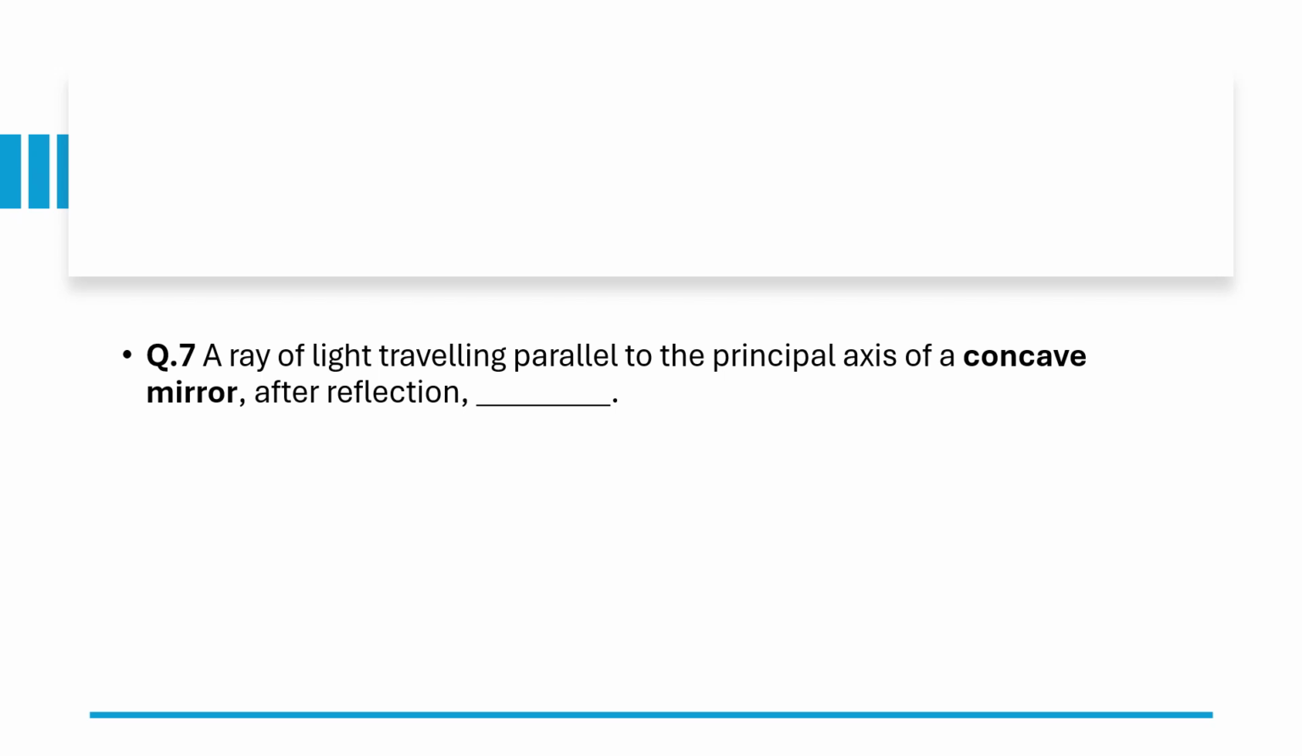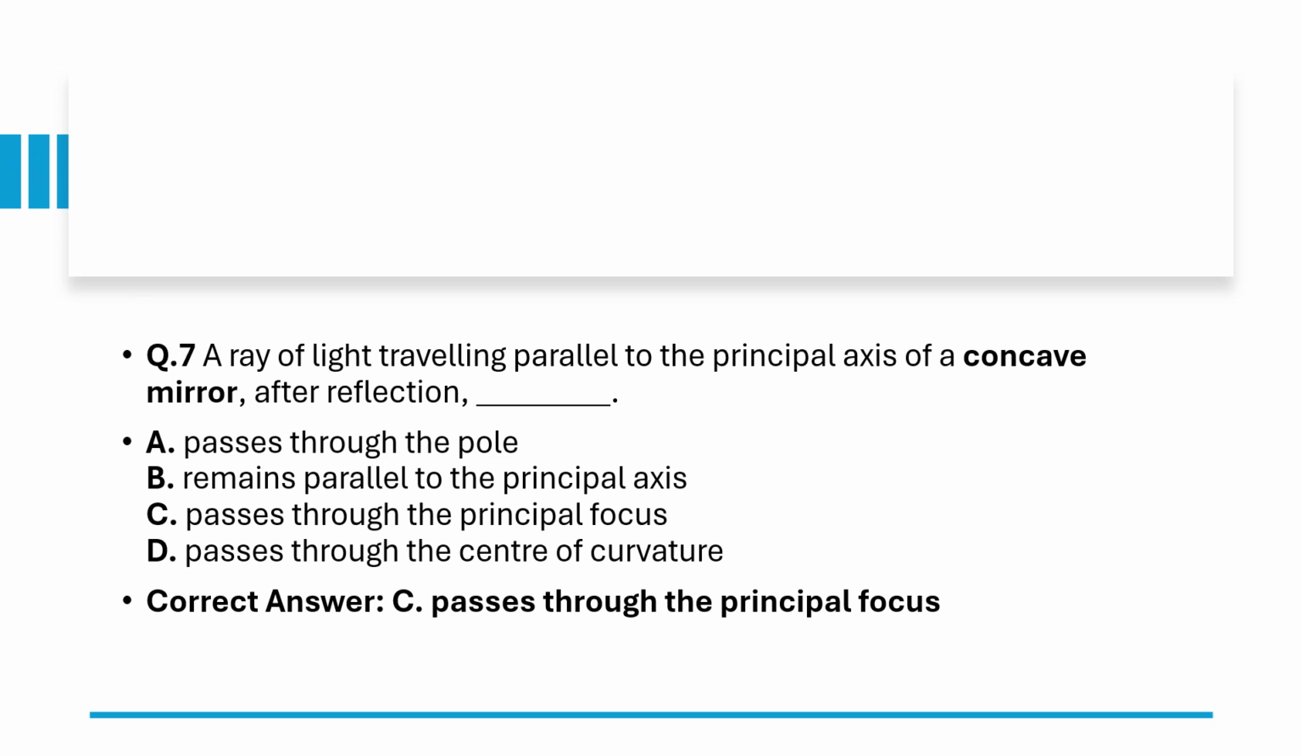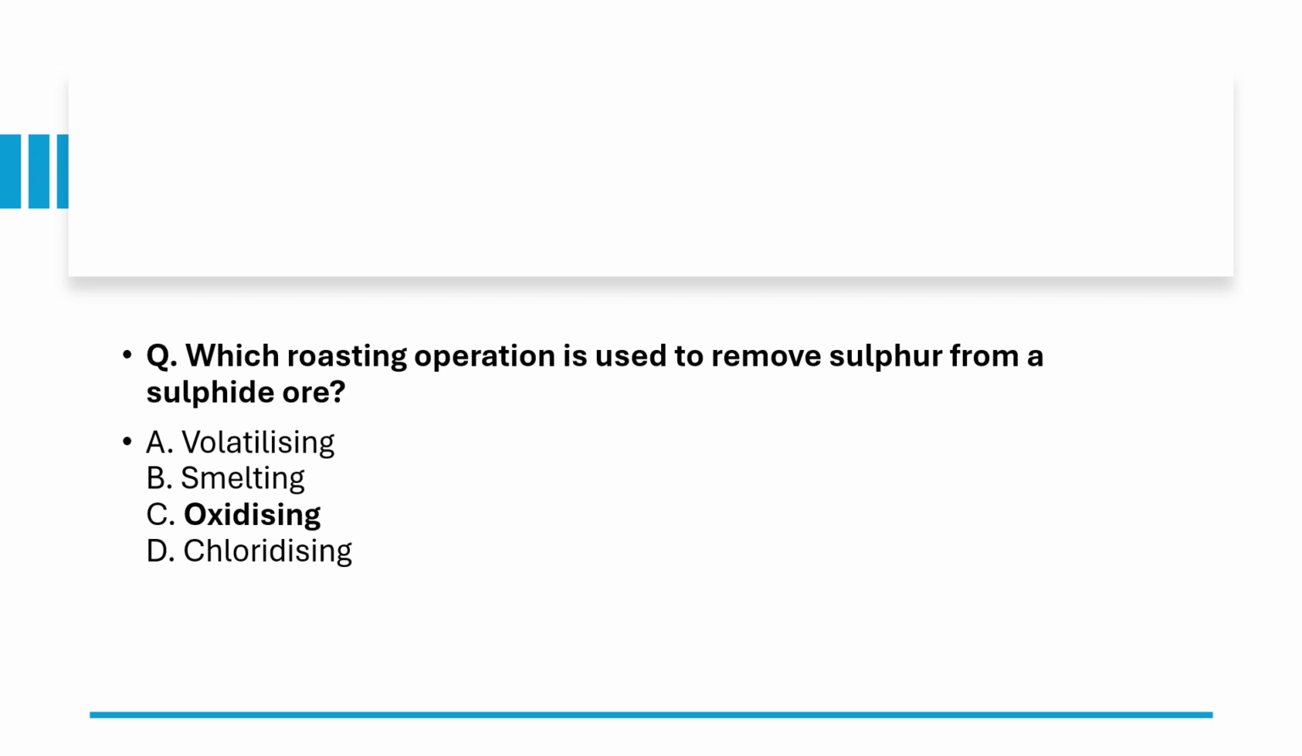A ray of light traveling parallel to the principal axis of a concave mirror after reflection. Option C, passes through the principal focus. Which roasting operation is used to remove sulfur from a sulphide ore? Option C, oxidizing.